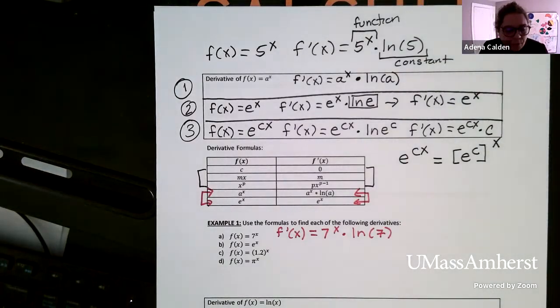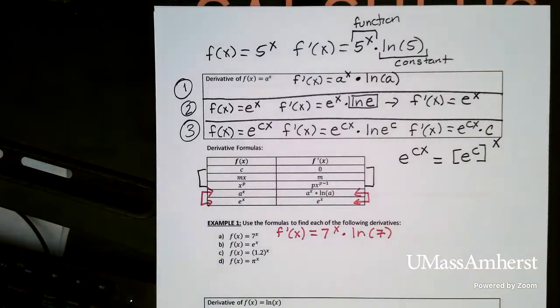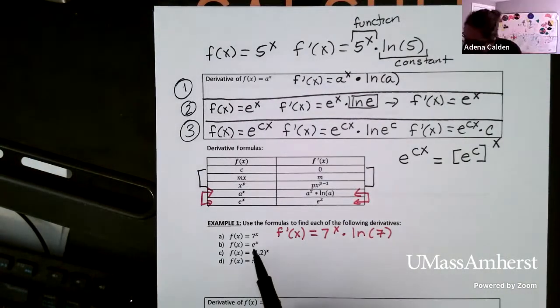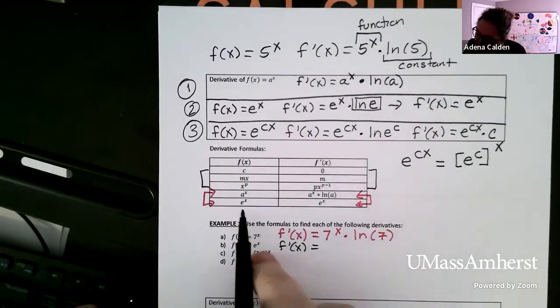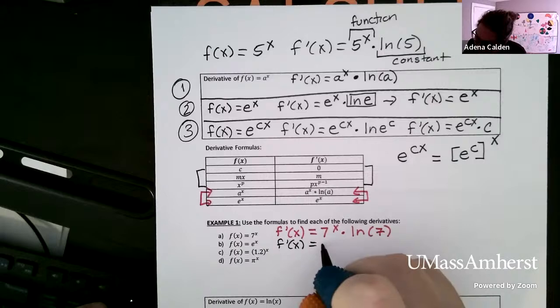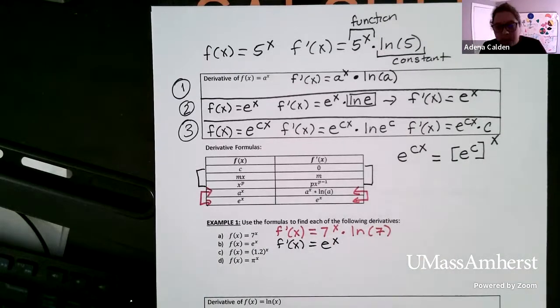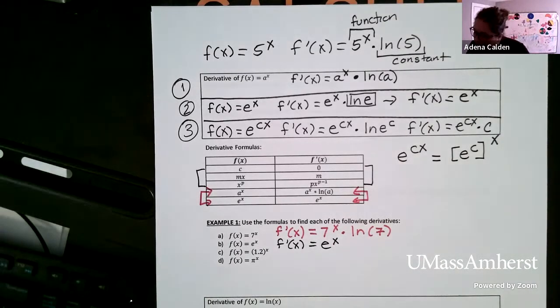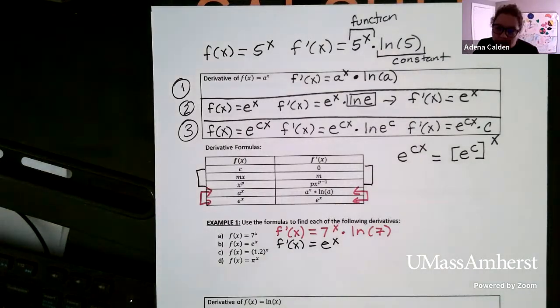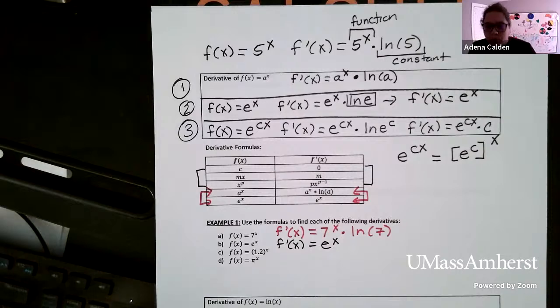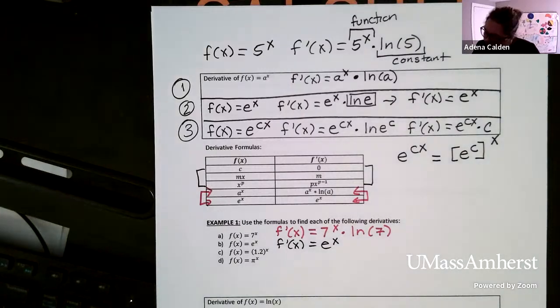Okay, so for the next one, we have e to the x. So that is one of our special cases. The derivative of e to the x is e to the x. And so we don't have to add the natural log of e to it. We could, but since the natural log of e is 1, we end up with just e to the x.